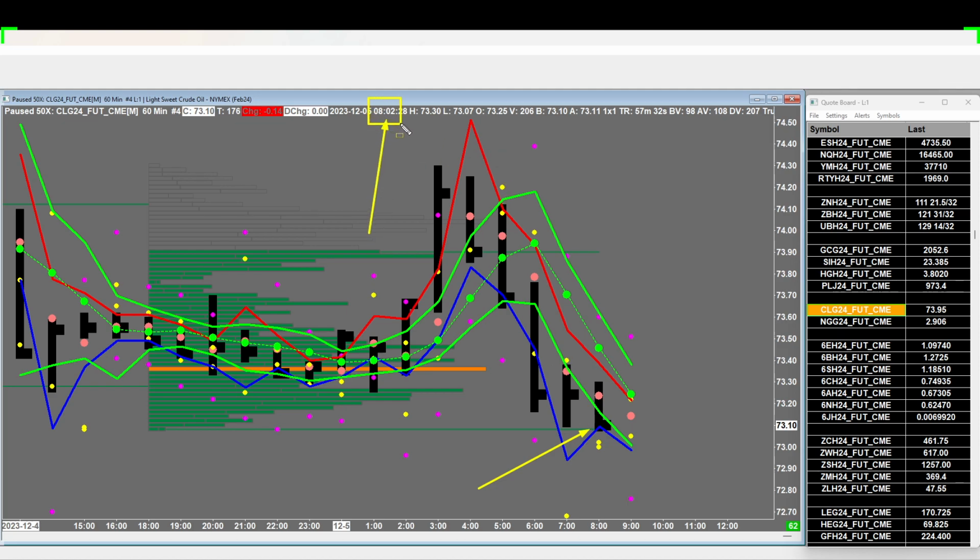So we're going to do the replay function here because we always do the replay so you can see how the volume profile is developing throughout the session.